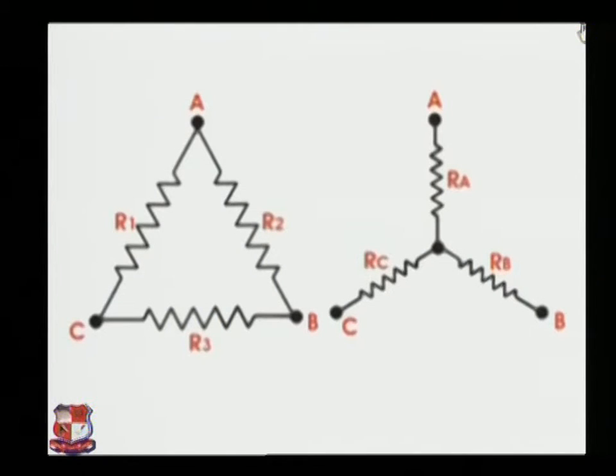Sometimes it is very much required to transform a delta connection in an electric network to star for simplifying it. For delta to star transformation, we will first consider 3 points A, B and C on a network where a delta is connected as shown. Here, resistor R1 is connected across points A and C, resistor R3 is connected across points C and B, and resistor R2 is connected across points B and A.